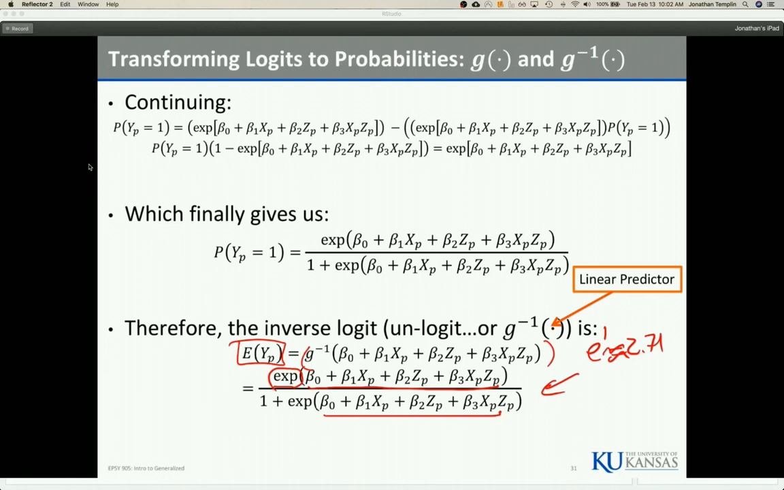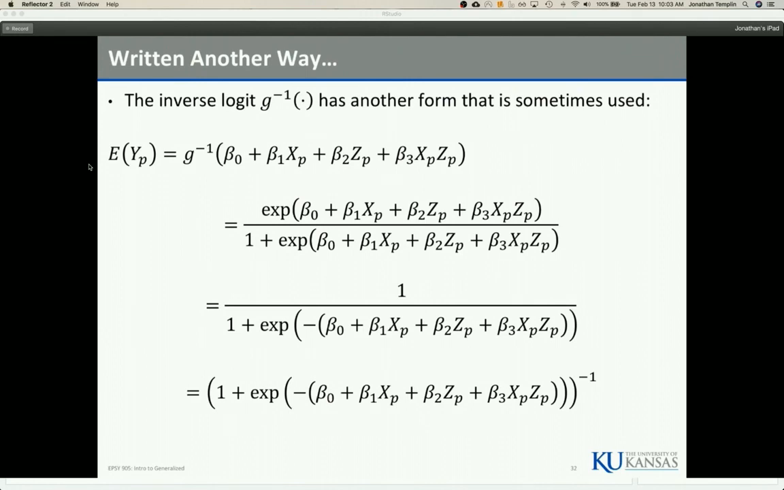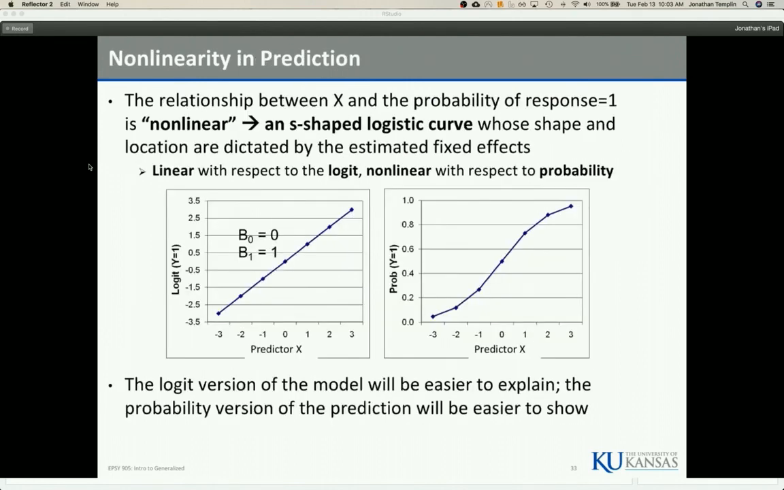So again, thinking this through, the model is still the model. That's where all the magic happens. But once we get a result, we're going to transform that back into a probability to describe it, or an odds to describe it. All three of these things can be switched around synonymously and mean the same thing. So basically, what we're finding is that there's nonlinearity in prediction.